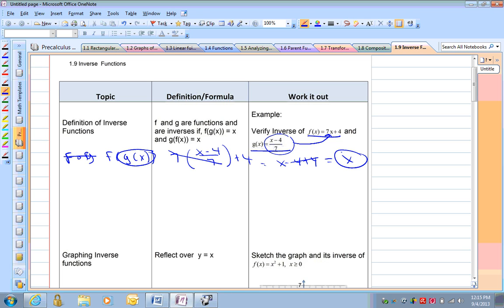Yay. So that tells me that that is a definition. We're proving that they are inverses. Now, that's part of the proof. Let's go the other way. So let's go g of f of x.